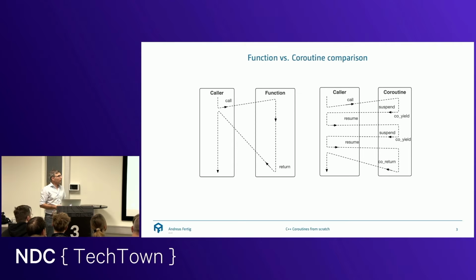So these are the two different control flows. And the power of the coroutine simply is that it preserves its state once it got paused, and you can resume it.